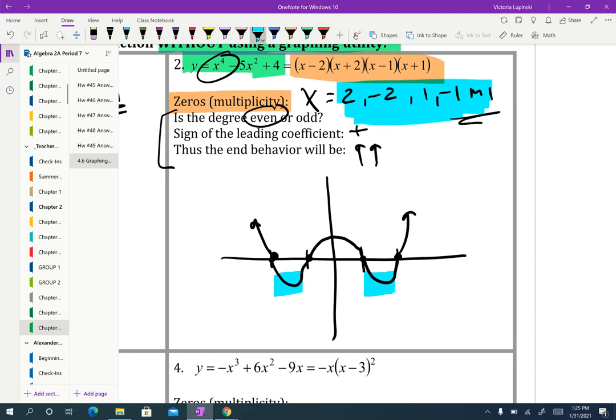Again, something else you can point out here, the y-intercept would be +4. So +4 would be right here, which you can feel free to add to your graph or certainly just use as a check.